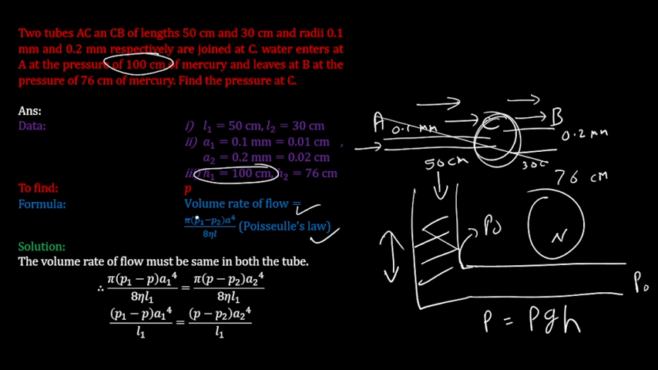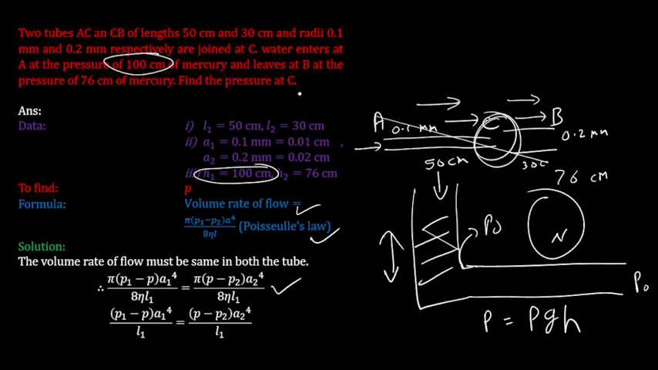So volume rate of flow is given by this Poiseuille's formula, and this formula for the first tube can be written with the suffixes 1, pressure P1 for the first tube, and radius A1 for the first tube, and for the second tube the volume rate of flow is given by using the suffix 2, the pressure P2 for the second tube and the radius A2 for the second tube. Volume rate of flow is the same in both the tubes, so these two quantities will be equal. So some cancellation occurs, eta and 8 get cancelled, and finally in the second step we have this equation.